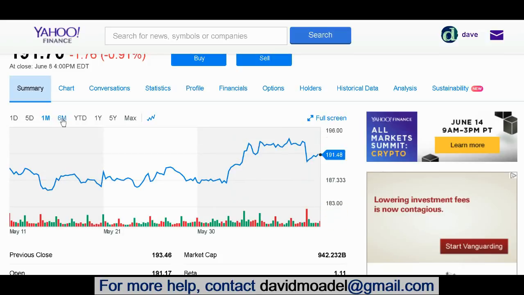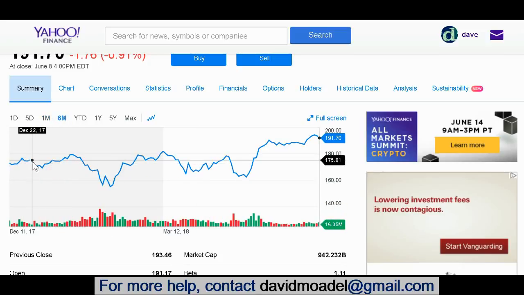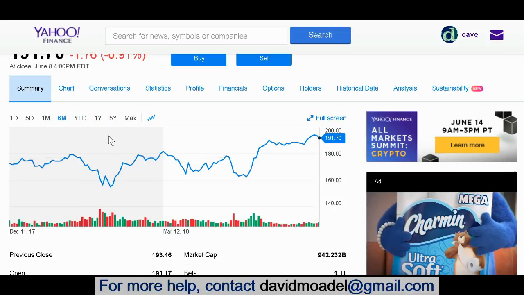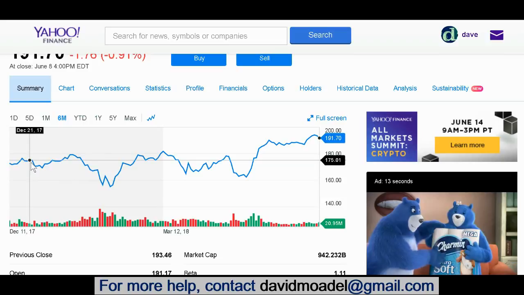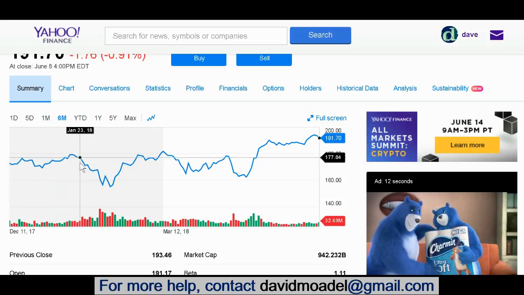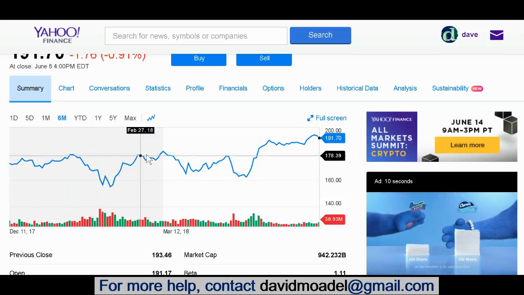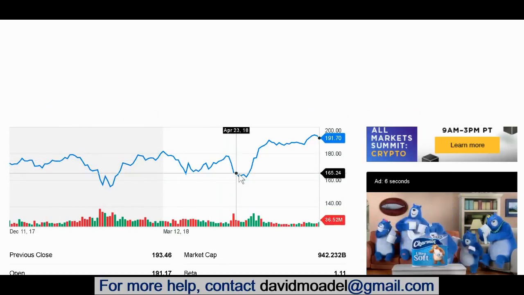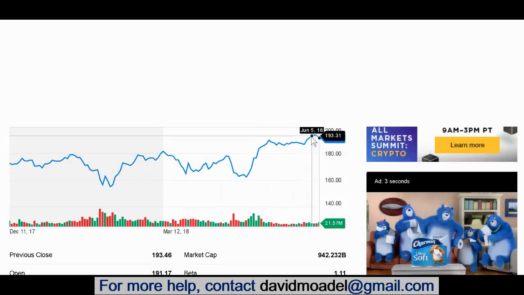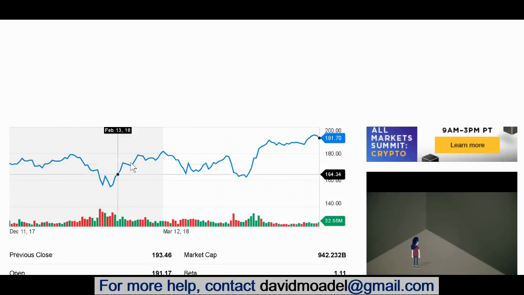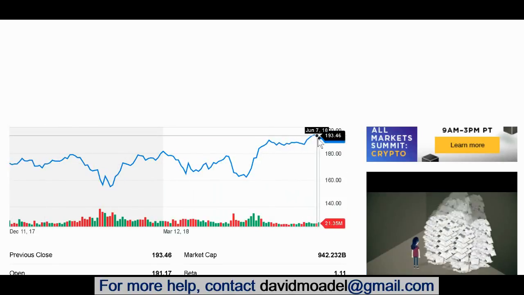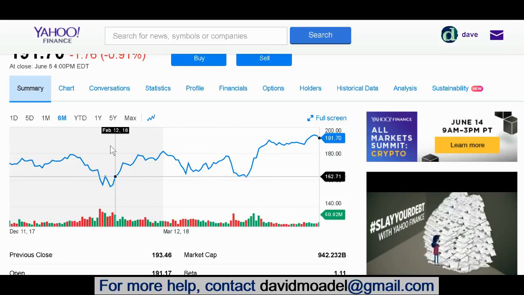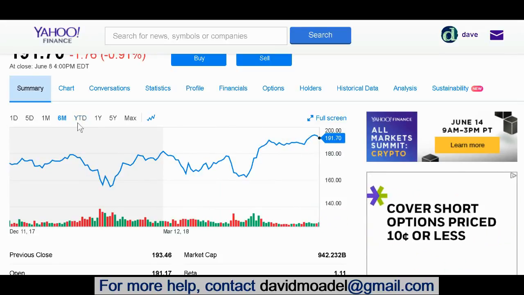Okay. You can look at 6 months, and you get a bigger picture. I recommend looking at multiple time frames when you're assessing or evaluating a stock. All right, so we can see it went sideways and then down, then right back up, sideways, down, right back up, and up a little bit. So it's pretty much trended gradually upwards for the last 6 months or so. YTD, that is year to date.